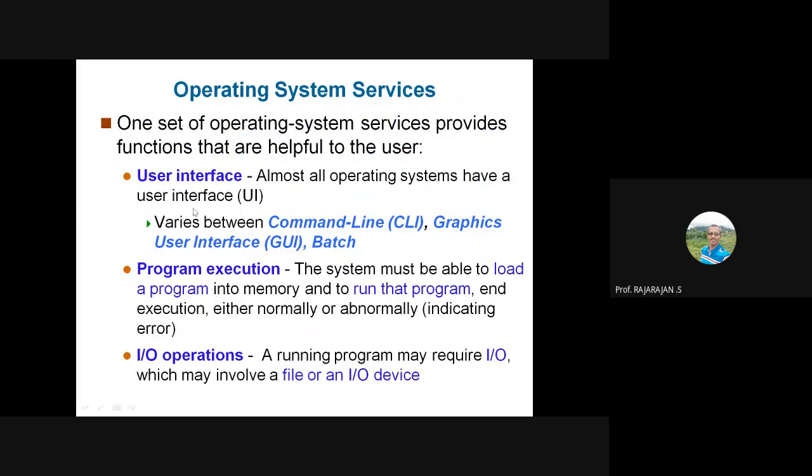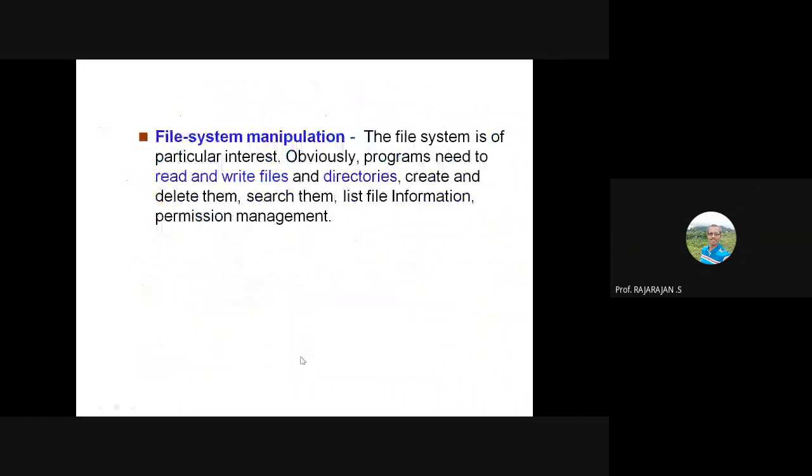So this is the list elaborated. User interface, program execution has to be facilitated by the OS, which involves loading of the program into memory and then execution of the program, converting that into exe and then executing that program like ./a.out. And during the execution, it may have to go through some IO operation. It may be either involving an IO device or a file handling. And then file system manipulation is again facilitated by the OS.